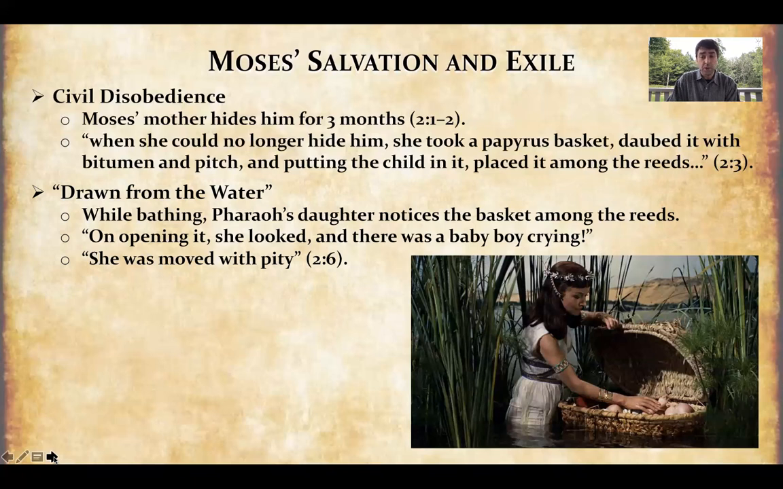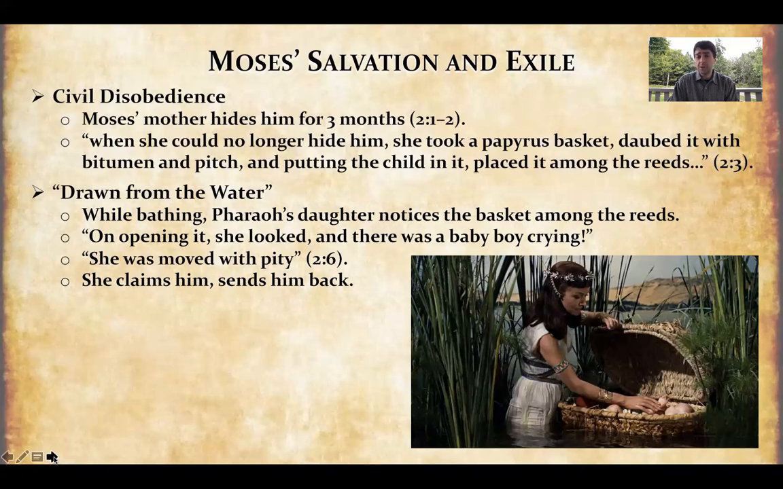So she doesn't just ignore it and finish her bath. She's moved with pity. She sees that it's one of the Hebrew children, so she does something about it. She joins in the civil disobedience. Now, Pharaoh's daughter, if anyone, should follow through with Pharaoh's orders and just take the baby out and chuck him in the river, right? But she doesn't. She claims this baby for herself and then sends him back to the Hebrews.